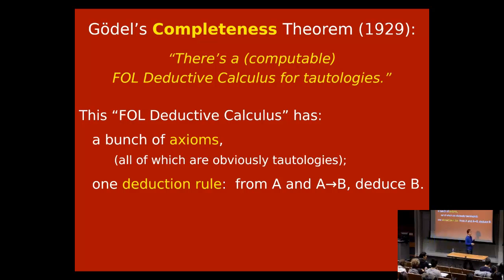And there's one deduction rule, which is that if you've deduced A, and you've deduced A implies B, then you're also allowed to deduce B. And that's a sensible rule. I mean, if A is always true for all interpretations, and A implies B is always true for all interpretations, then B is also true for all interpretations.